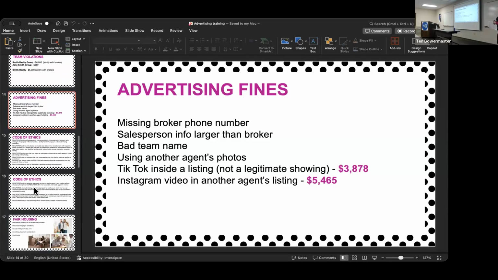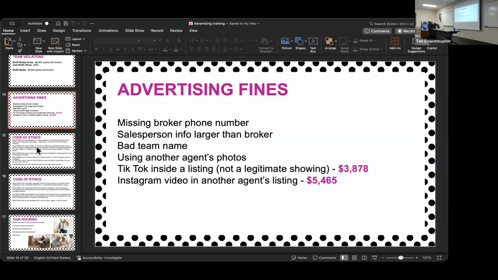Some advertising fines that we've seen over the couple of years we've been keeping track. And this is not limited to these, but these are some of the common ones. Missing a broker phone number, salesperson's information larger than the broker, bad team names, using another agent's photos, that gets into copyright, which we'll talk about at the end. But using another agent's photos is a licensing violation.